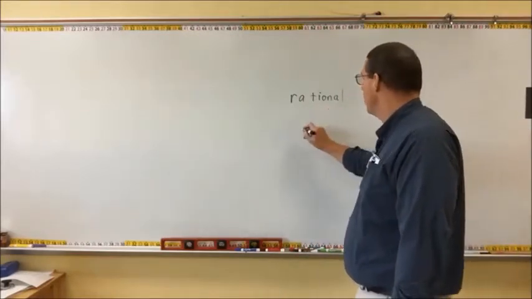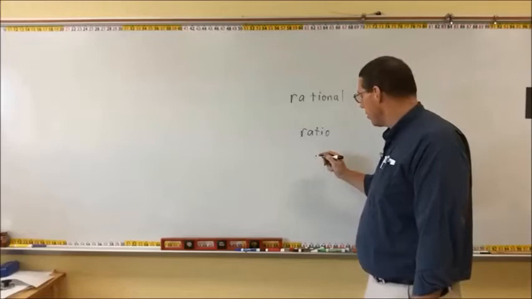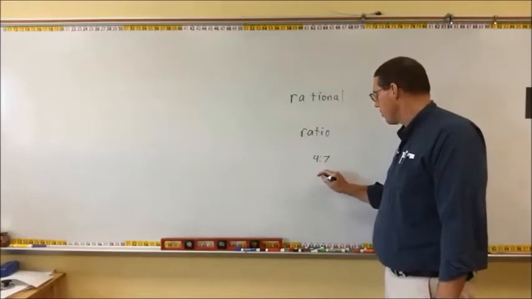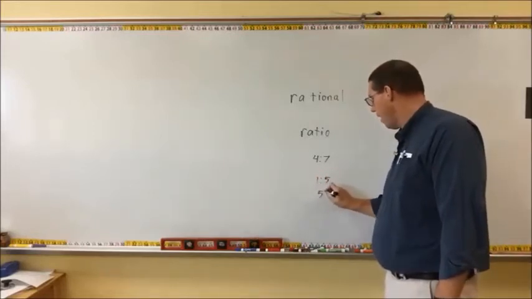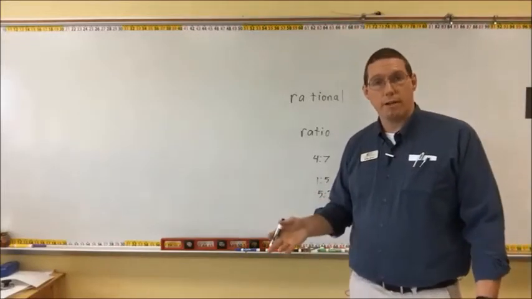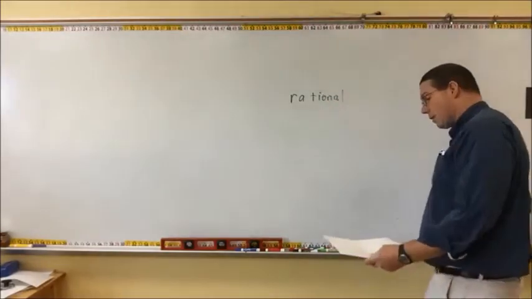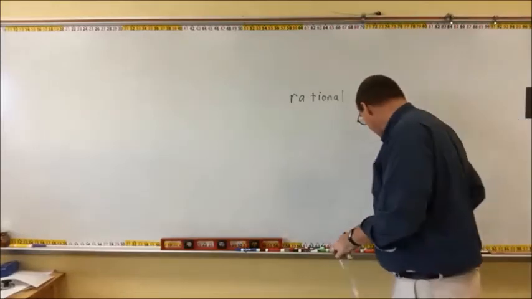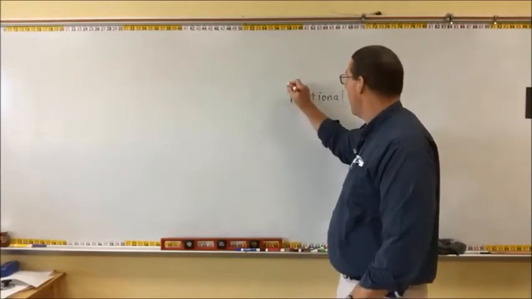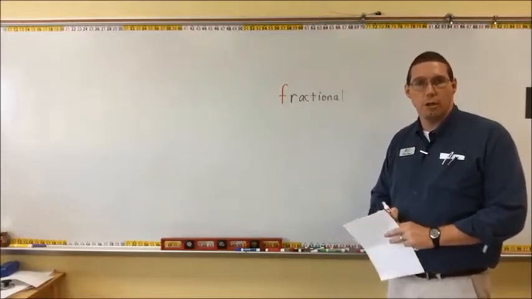When you see the word rational, that comes from the word ratio, okay? And a ratio is like 4 to 7, or 1 to 5, or 5 to 3, something like that. It's a relationship between two values, a ratio. You've seen that before, and ratios can be represented as fractions, which is why a rational expression or a rational function can also be understood as a fractional expression or a fractional function.